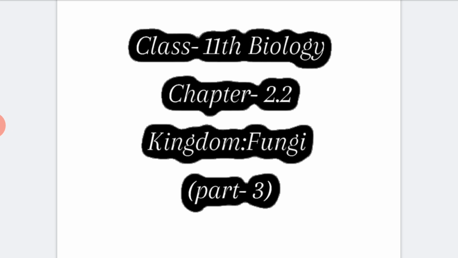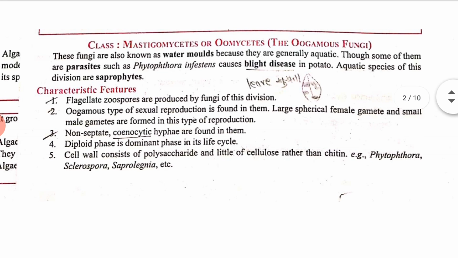So today we are going to discuss the various classes of fungi. Okay, so let's start with the first class, that is Mastigomycetes, or we can say Oomycetes. This is the first class of fungi. These fungi are also known as water molds, right? Because they are generally aquatic.